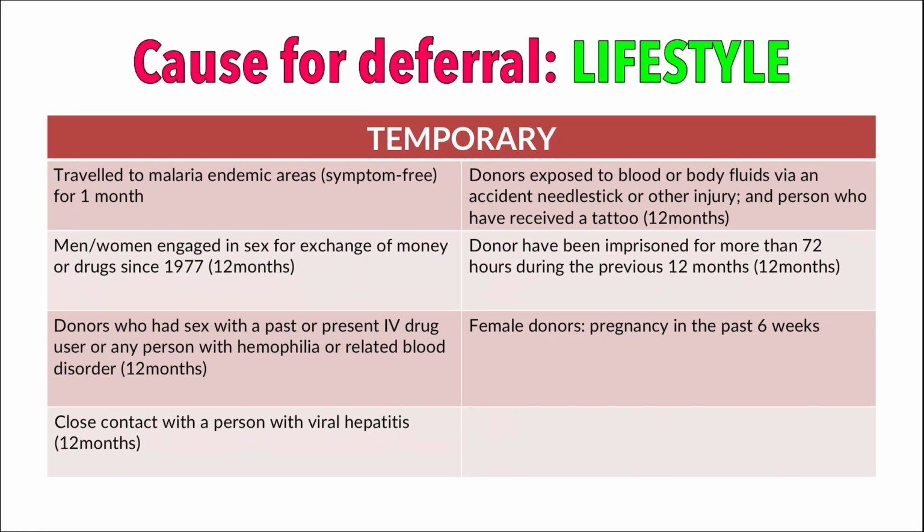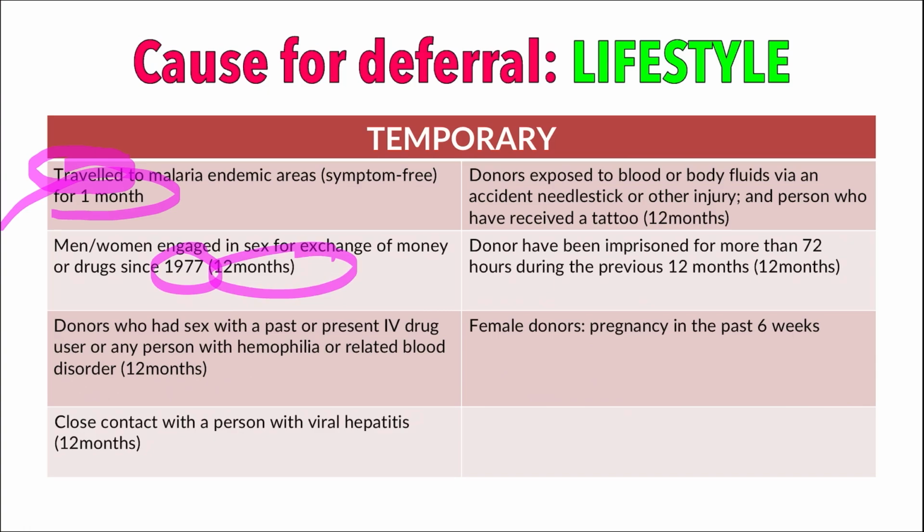Okay, how about temporary deferral? If the donor traveled, this usually comes out in the board exam. If it's traveling to a malarial endemic country, it's just 1 month. And then another one, men or women who engage in sex for exchange of money or drugs, that is since 1977. Again, you already know the reason for this one. So that's still 12 months.